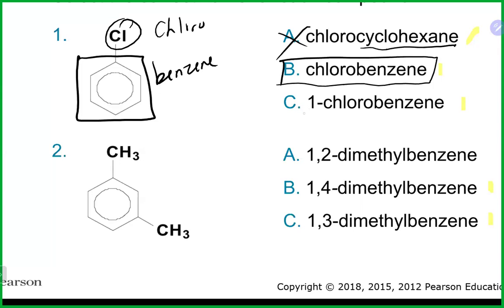Again, here you do not need the number when there's only one group attached. Wherever that group is attached is assumed to be carbon number one, so you don't actually need the numbering. You only really need numbering when you have more than one group attached to the ring.